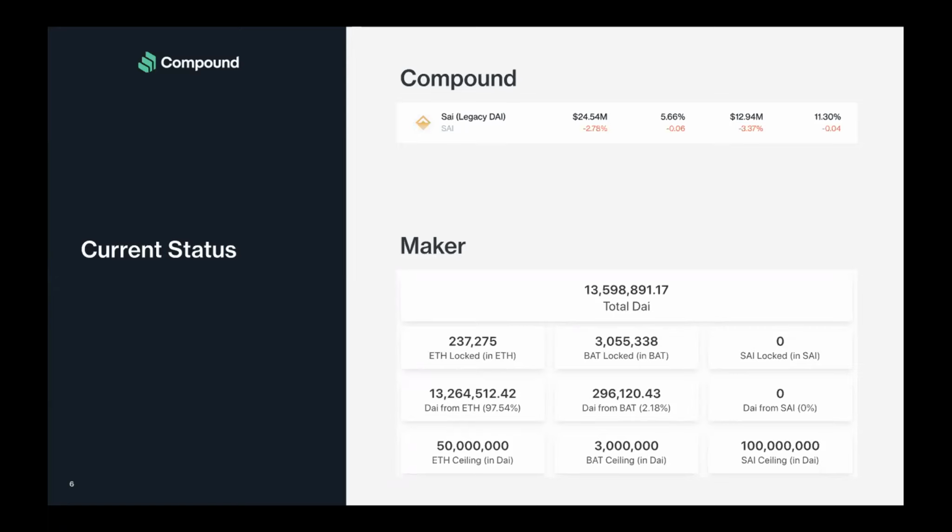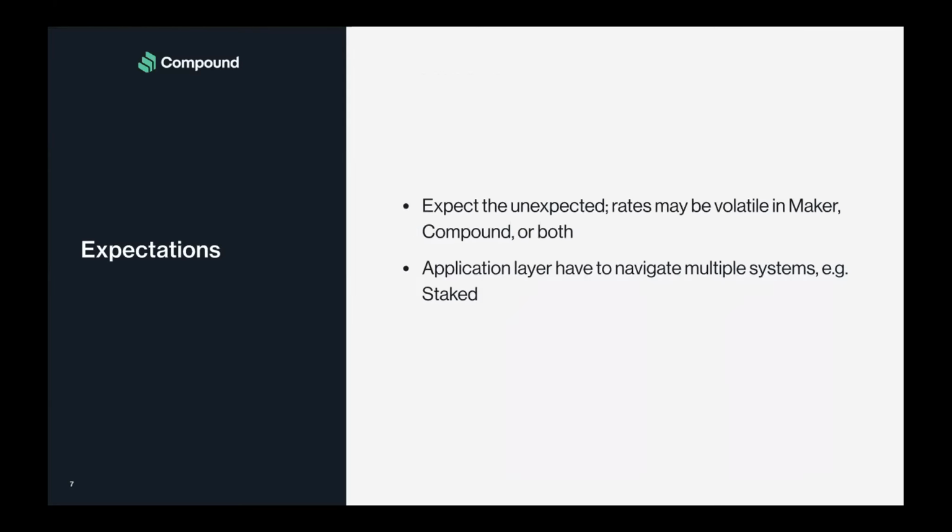compound.finance/markets and daistats.com. In closing, we're so far very excited by the transition process. The community of Maker and Compound has so far seen a very smooth transition, but it's also been very early in the process. Going forward, I think the thing to expect is the unexpected. Interest rates may be particularly volatile in Maker, Compound, or both.